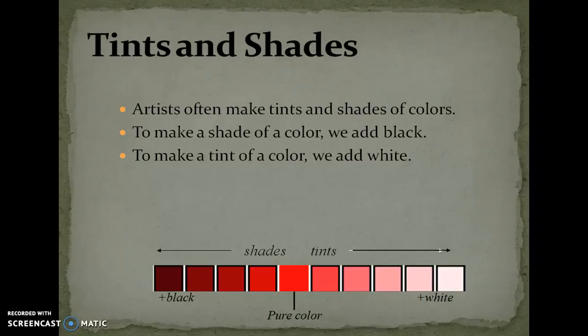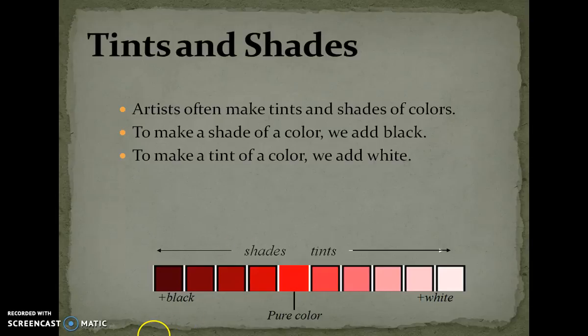tints and shades. What are tints and what are shades? Artists often make these tints and shades of colors. First of all, how tints are produced. Let's see. To make a tint of a color, we add white to the color, and opposite to it, to make a shade of a color, we have to add black to that particular color.